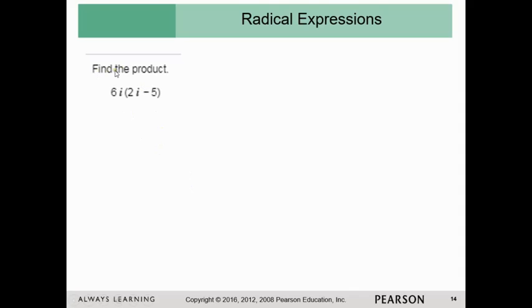So then this one says to find the product. So what we're going to do here is multiply. We're going to distribute that 6i. And we've got to remember that i squared equals negative 1. So we distribute the 6i. So 6i times 2i. And minus 6i times 5 is negative 6i times 5. We're distributing. We've got 12i squared minus 30i.